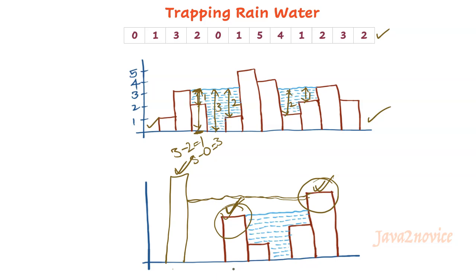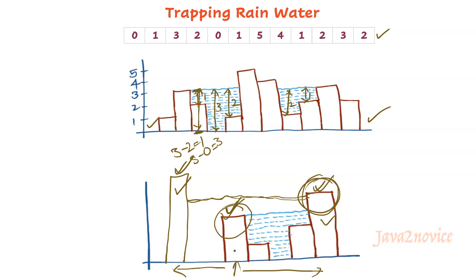Now at any given index, let's say that we are here. We need to identify the maximum height on its left side and also on its right side. Once we identify the maximum height on both sides, we need to find which is the minimum height. So in this case, this is the maximum height on its left, this is the maximum height on its right, and the minimum is this value. So now this value is the height of the water level at the given index. In order to identify depth, just subtract the current element value from the height.